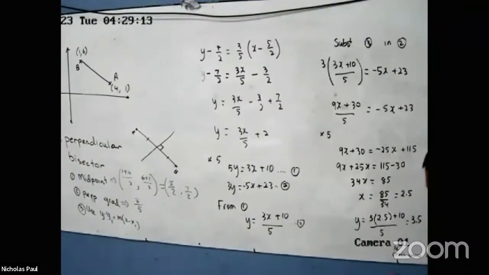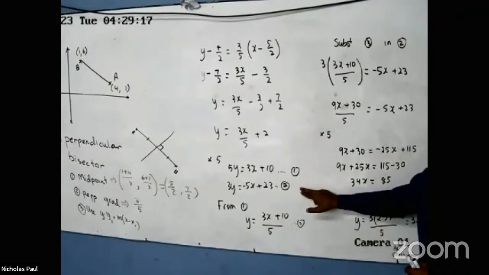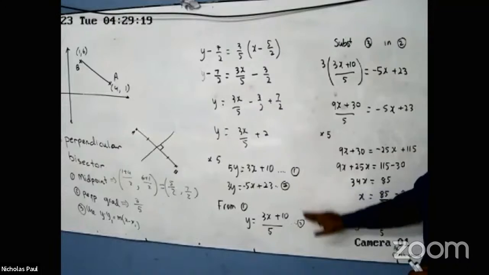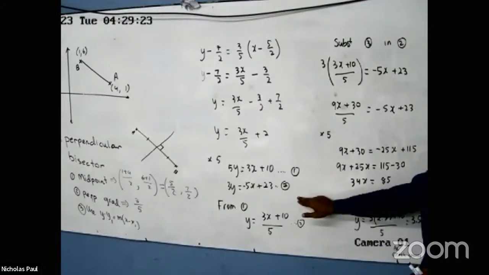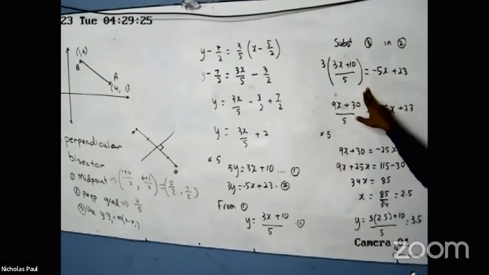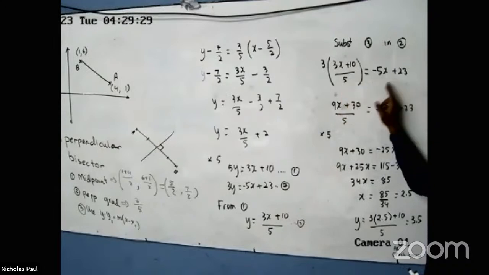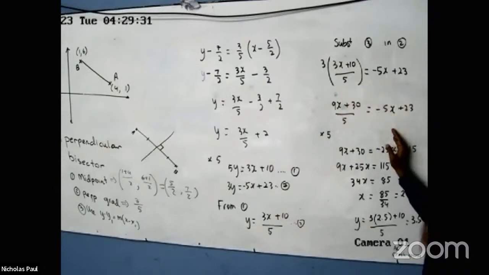Okay, so online, just in case you get lost, you have equation 1 and 2, right? Make y the subject of the formula. That's equation 3. Put 3 back into 2, and you'll get this. Wherever you have y, you put in 3x plus 10 over 5. Multiply it out, you'll get this. Get rid of the fraction and solve it. All right.